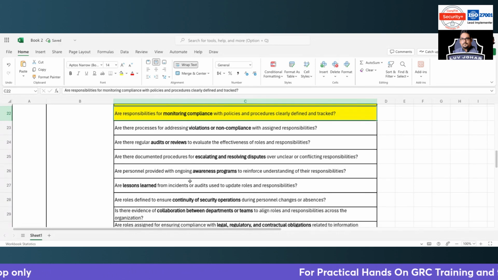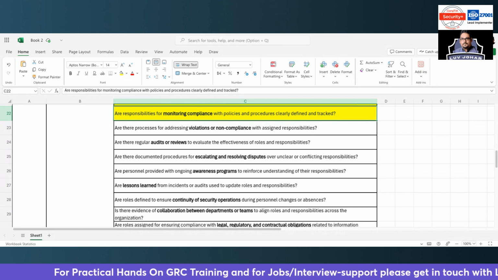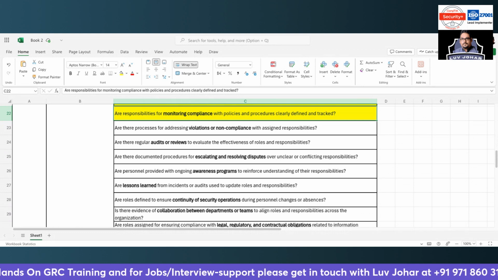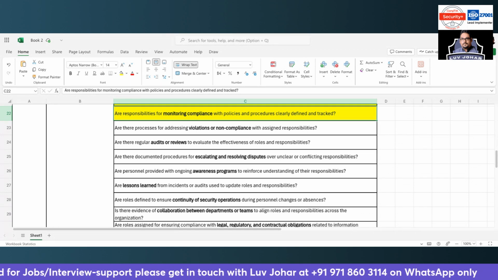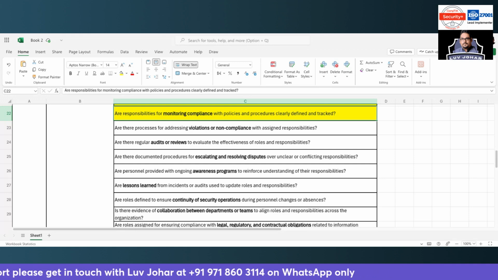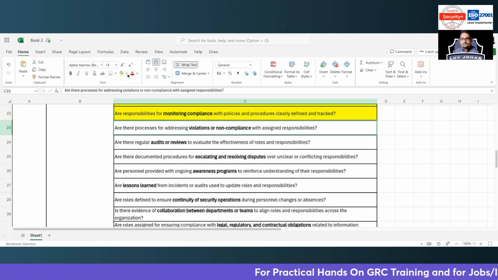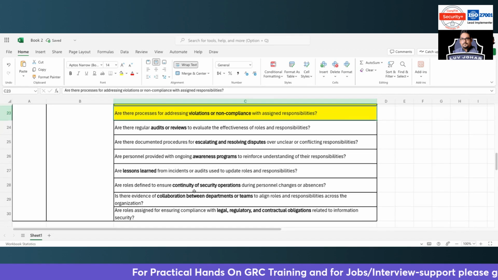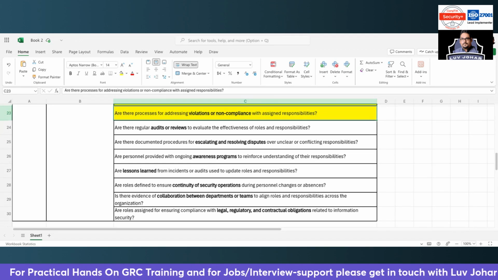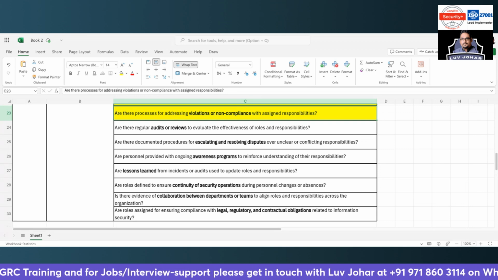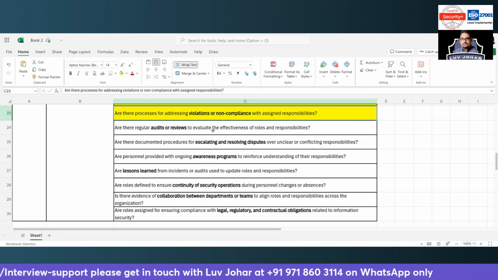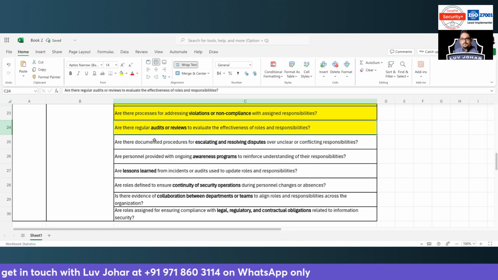Then, are responsibilities for monitoring compliance with policies and procedures clearly defined and tracked? Basically, whoever is monitoring the compliance with policies and procedures should be clearly defined, who is that person monitoring the compliance side. And if there are any processes for addressing violation or non-compliance with assigned responsibilities, they should be documented. For example, if somebody is not following their roles and responsibilities, these violations should be tracked. After that, regular audits or reviews to evaluate the effectiveness of roles and responsibilities should be conducted so that you know whether they are working as defined or not.